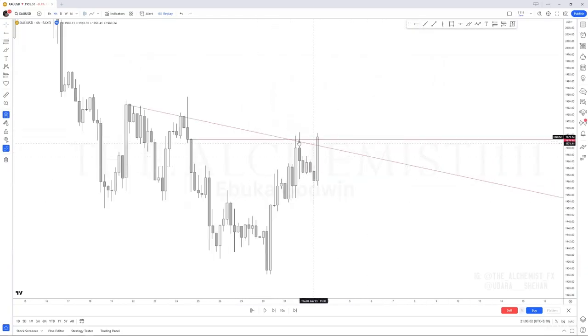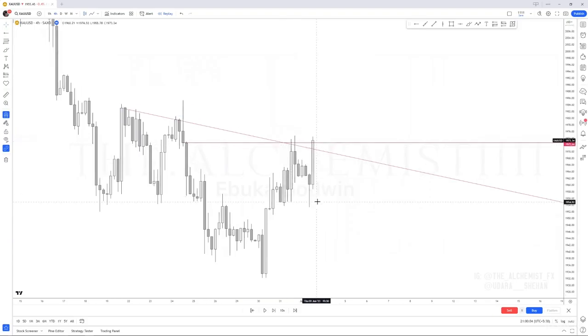Can you see? Like I told you, it doesn't have to be perfect. Okay, it doesn't have to be perfect all the time. Sometimes it is perfect, so that's good. But if it is not perfect, that's okay. Just move on. That's it.